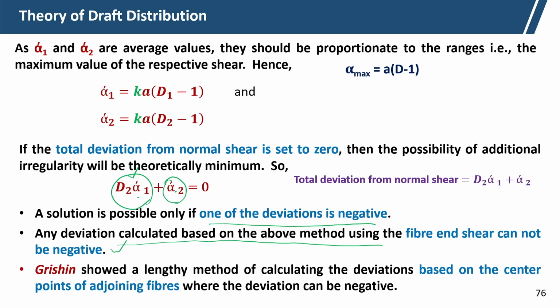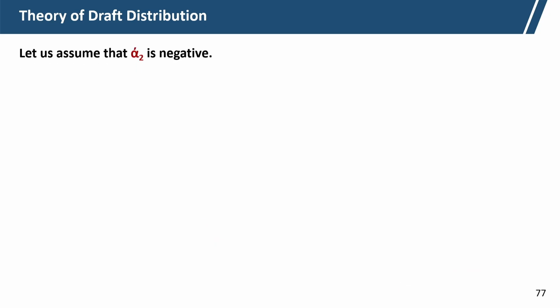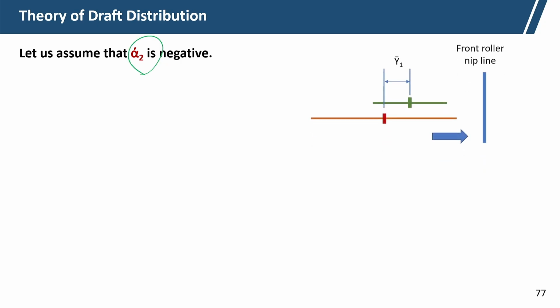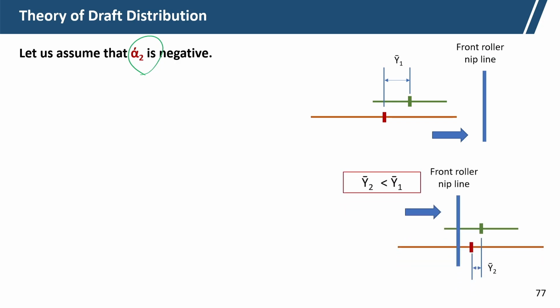So, Grishin showed a lengthy method to calculate the deviation based on the central point of adjoining fibers, where the deviation can be negative also. So, let us assume that alpha dash 2 is negative. Here, if alpha dash 2 is negative, this is the front roller nip, and in the front roller nip there is a negative value here, along with d2.